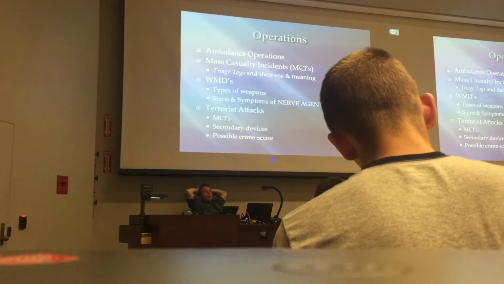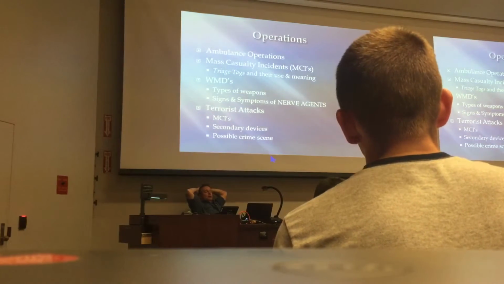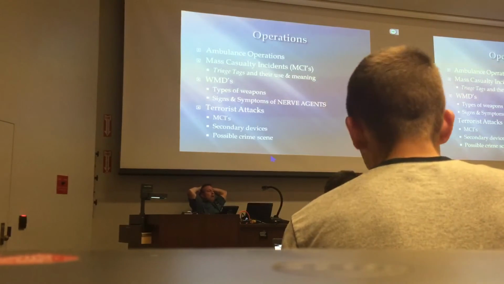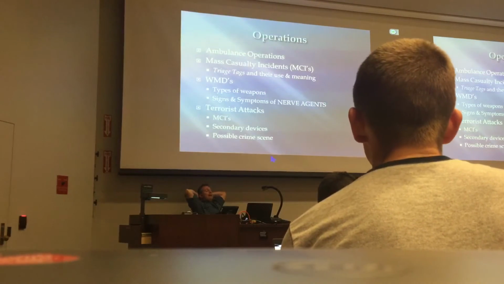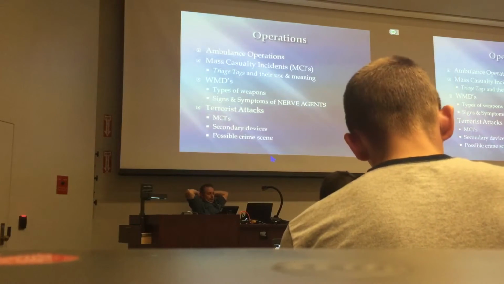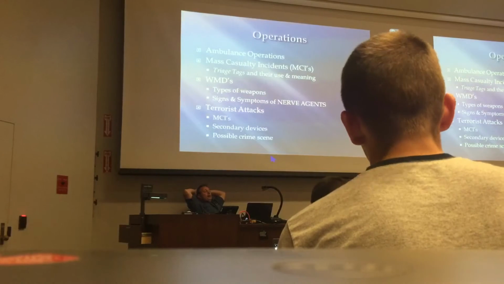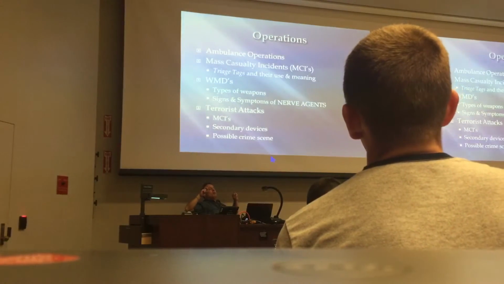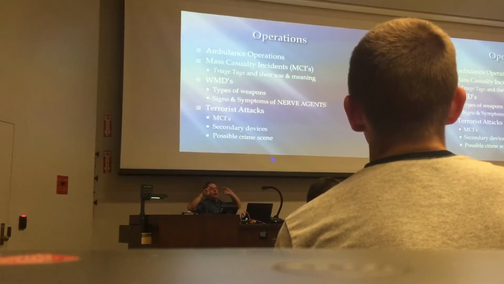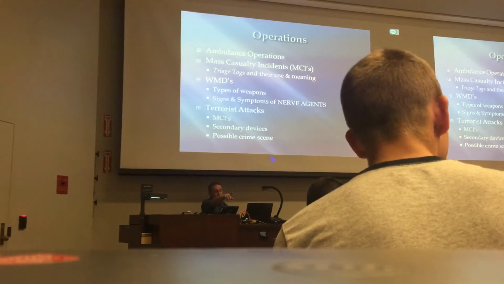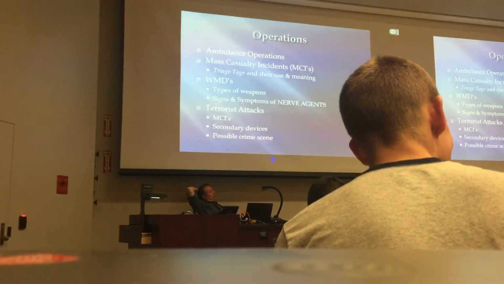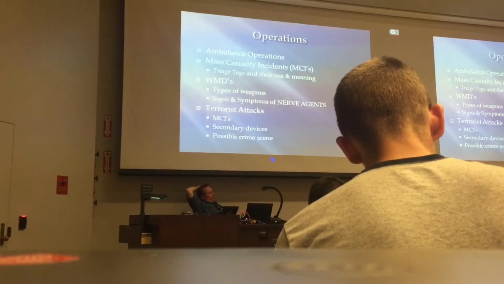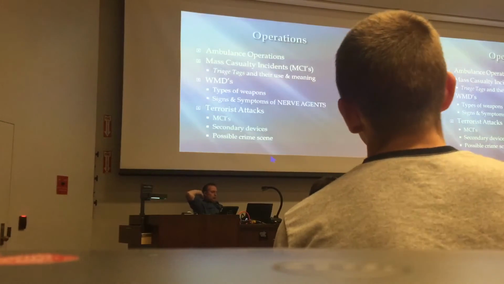All right? What's a red tag patient? Immediate. What's a black tag patient? Dead. What's a green tag patient? What's the medical terminology for it? Delayed transport or walking wounded. And what's a yellow tag patient? A little worse.